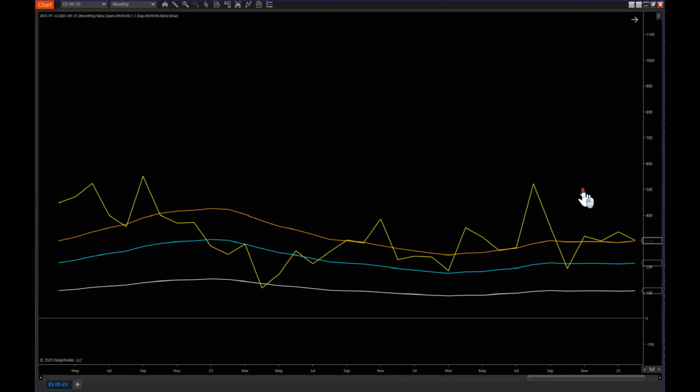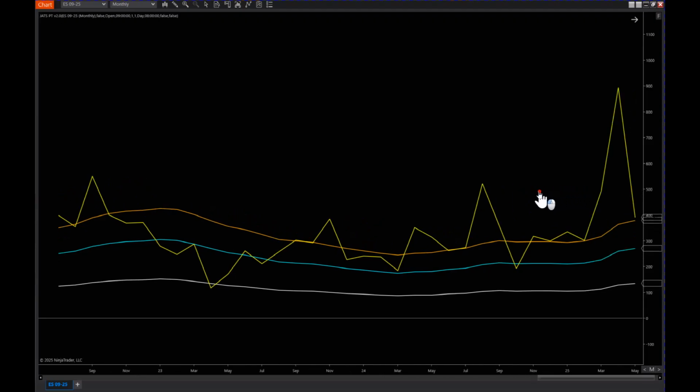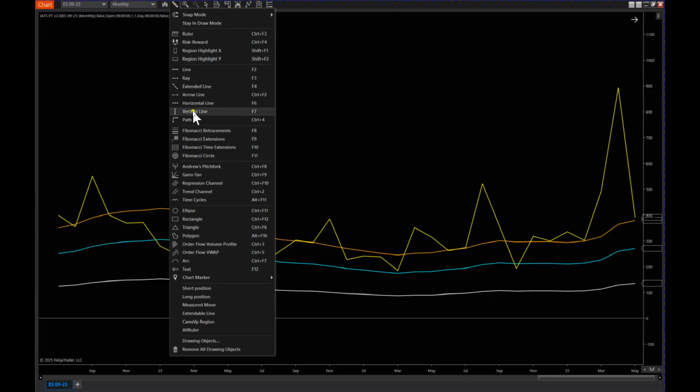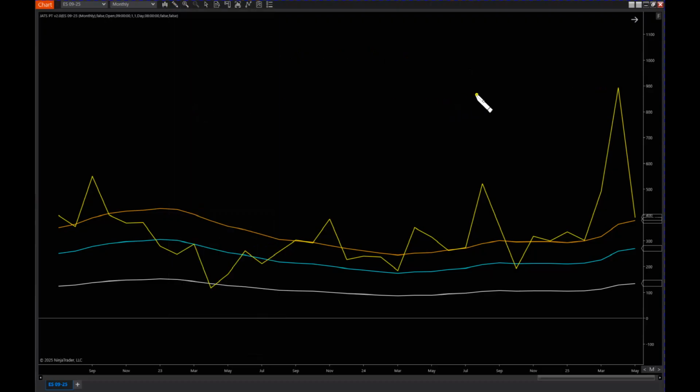Went from 300 to 900. So it went two times the monthly range, from 300 to 900. Look at that. And then the algos step in to send it back down.